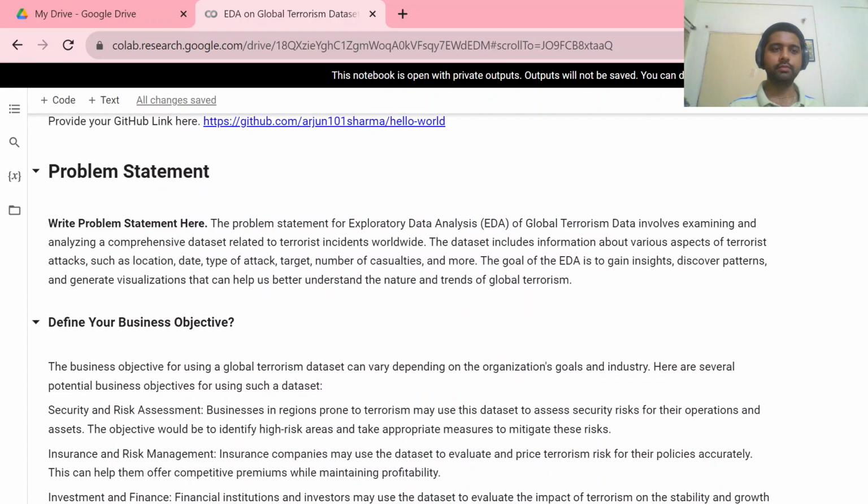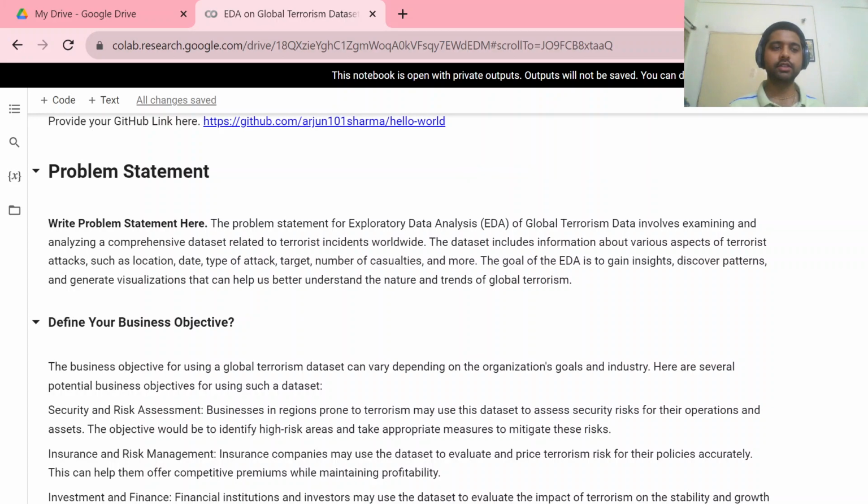This is our problem statement, in which we see the attack types in our data set: attack types, location, date, type of attack, target, number of casualties. By doing the EDA, we discover some patterns, generate visualizations, and try to understand the nature and trends of global terrorism.